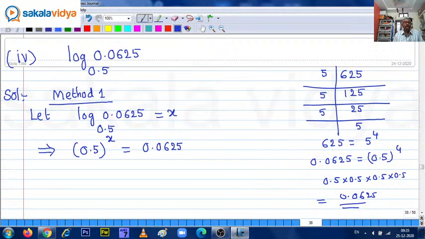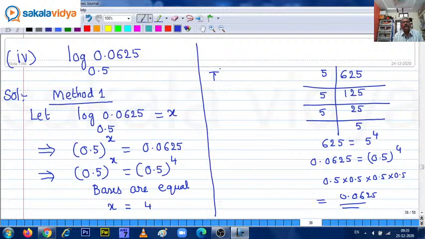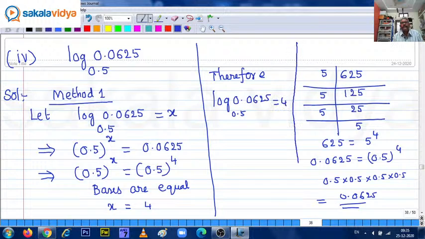So now we can write 0.5 all to the power of x equals 0.5 all to the power of 4. So the bases are equal, so the powers are equated. That means x is equal to 4. So therefore log of 0.0625 to the base 0.5 is equal to 4. This is the answer.